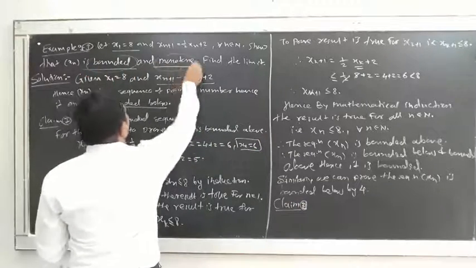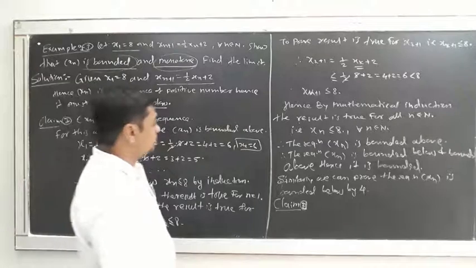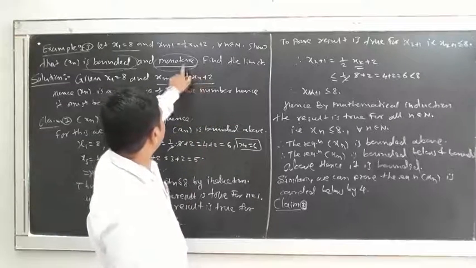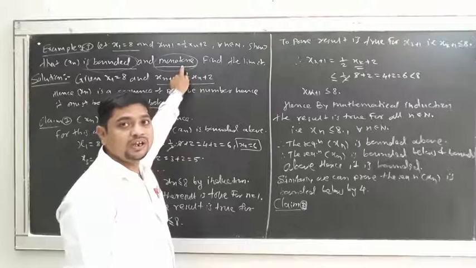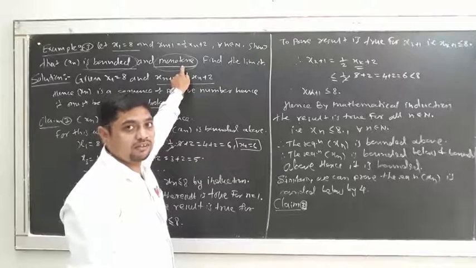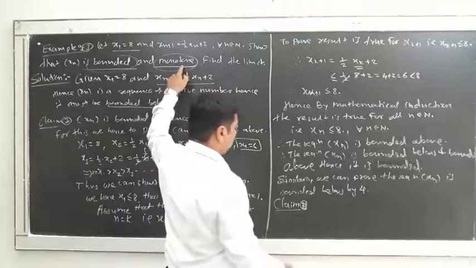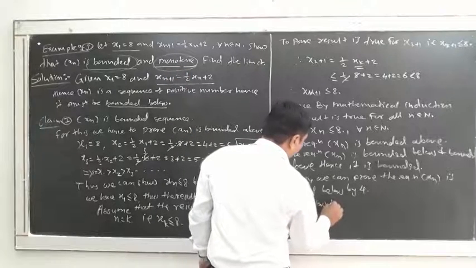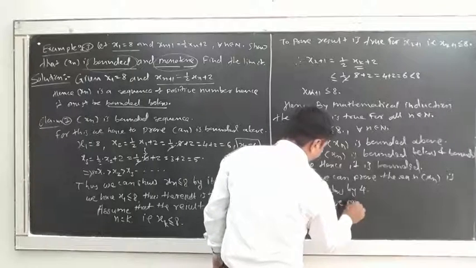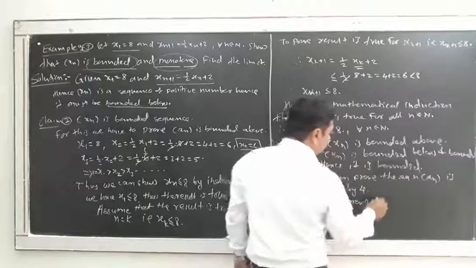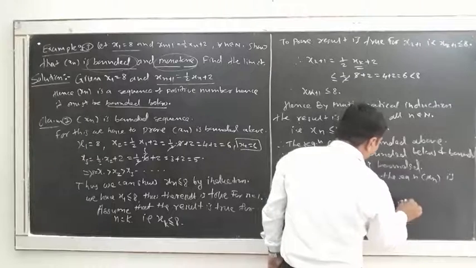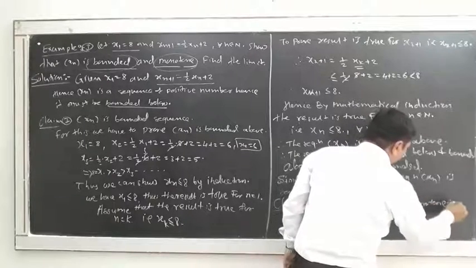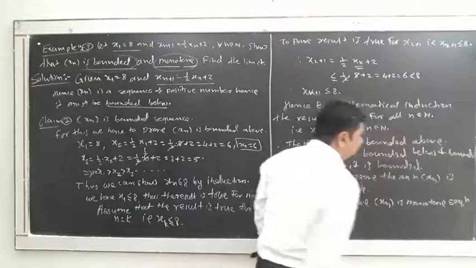Now what we have to do? We have to prove it is monotone. That is, this sequence is monotone. Monotone means an increasing or decreasing sequence. So now we prove xn is a monotone sequence. How do we have to prove this?